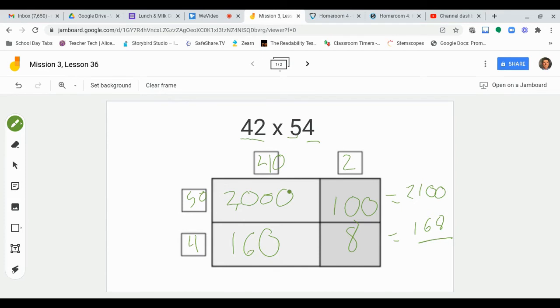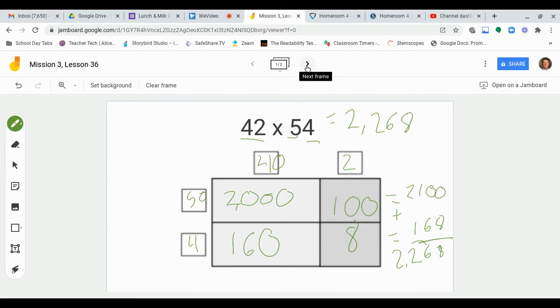So notice I added up each row. That's the way I did it here. I just went this 2,000 plus 100 is 2,100. 160 plus 8 is 168. And now I'm just going to add them. 8 plus 0 is 8, 6 plus 0 is 6, 1 plus 1 is 2, 2 plus nothing is 2, 2,268. And guess what? That then is my product, 2,268. Hey, what did we do? We just solved a 2 by 2 step multiplication problem. Nice.